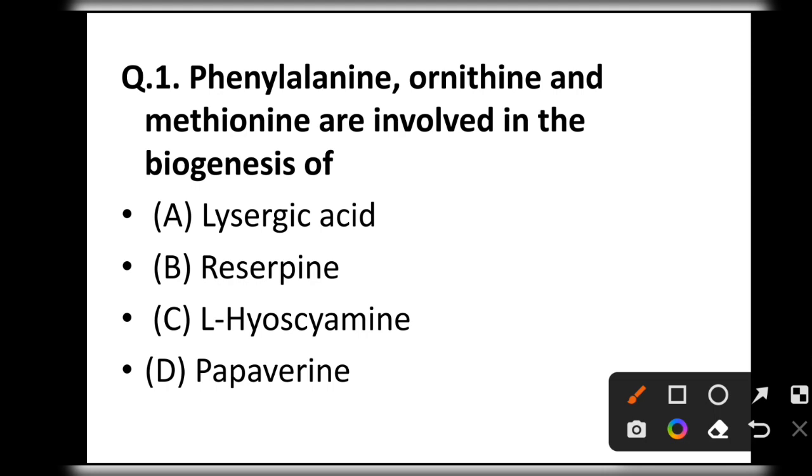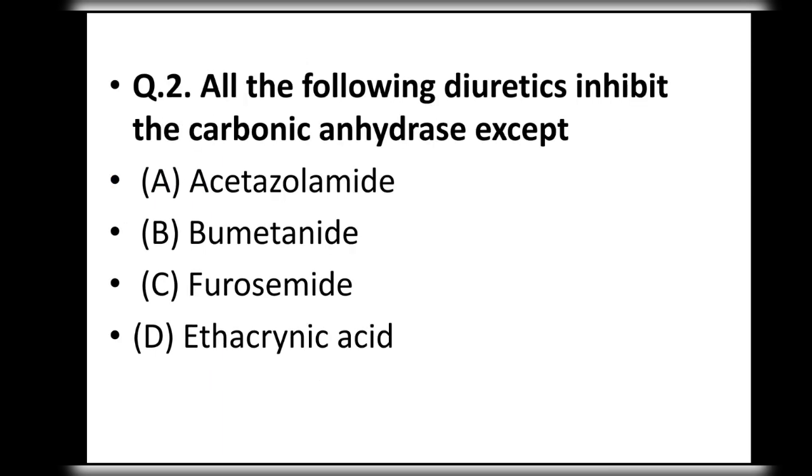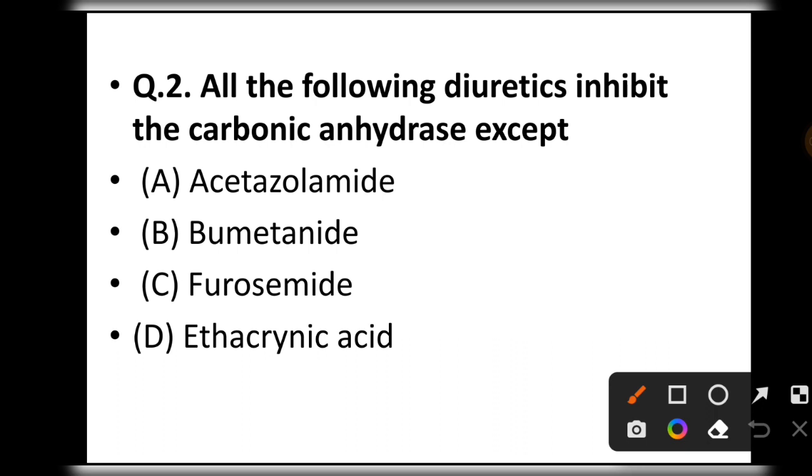Question number 1. Phenylalanine, ornithine and methionine are involved in the biogenesis of. Correct answer is option A. Lysogenic acid. Question 2. All of the following diuretics inhibit the carbonic anhydrase except. Correct answer is option B. Ethacrynic acid.